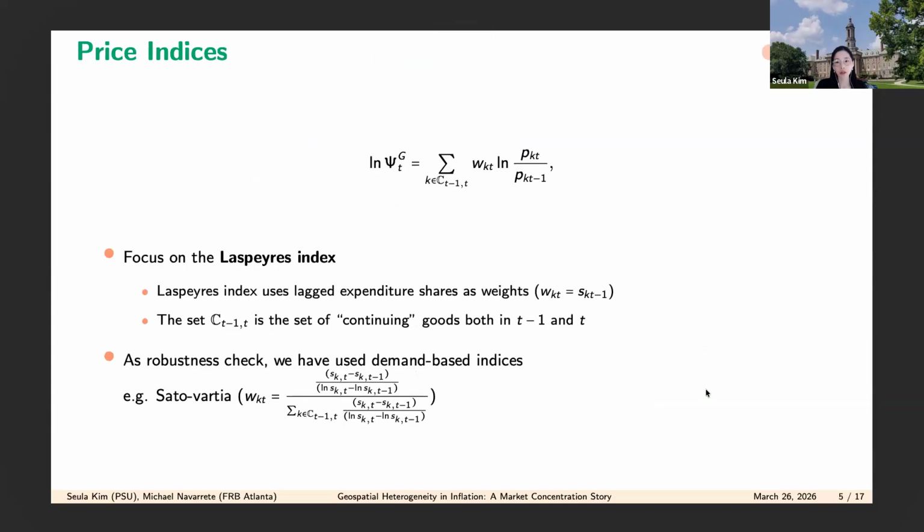With that, we construct price indexes following the standard way. We focus on the geometric Laspeyres index, and this price index is constructed at the MSA level for each of these 21 PCE food categories. As a robustness check, we have also used different types of price indexes, including demand-based ones.